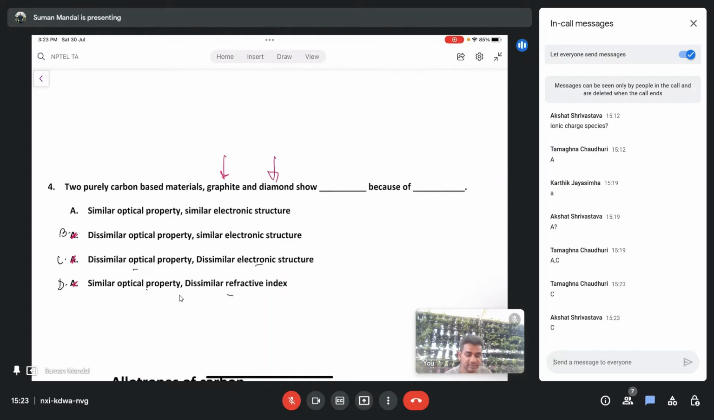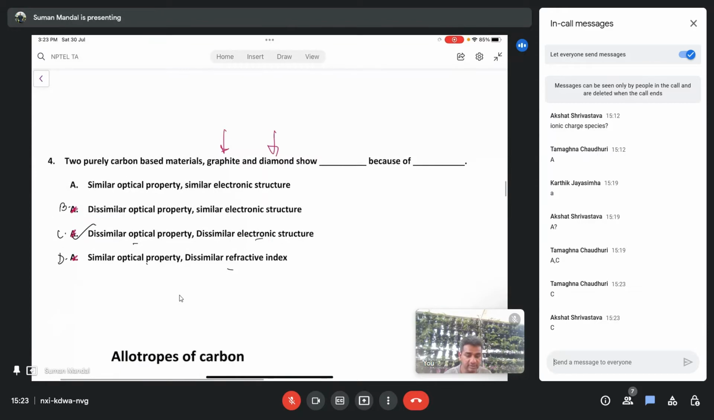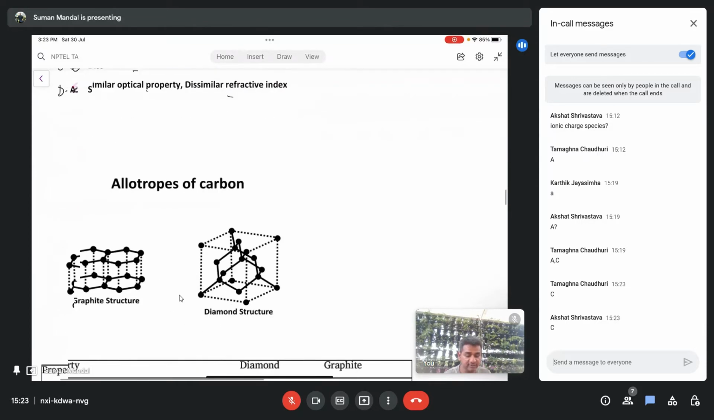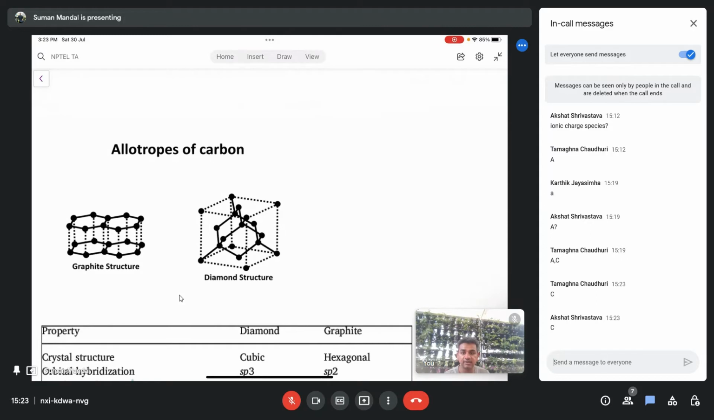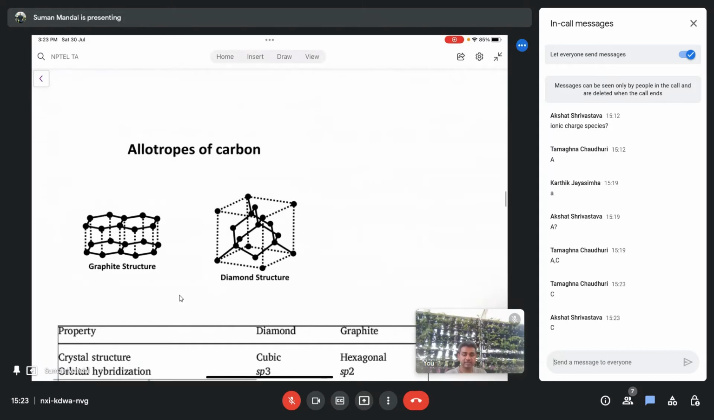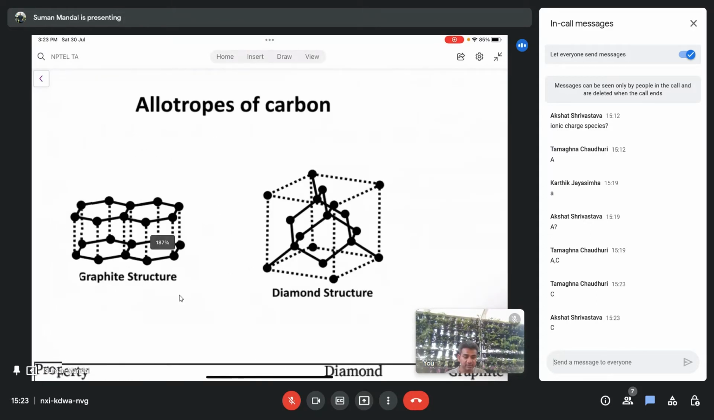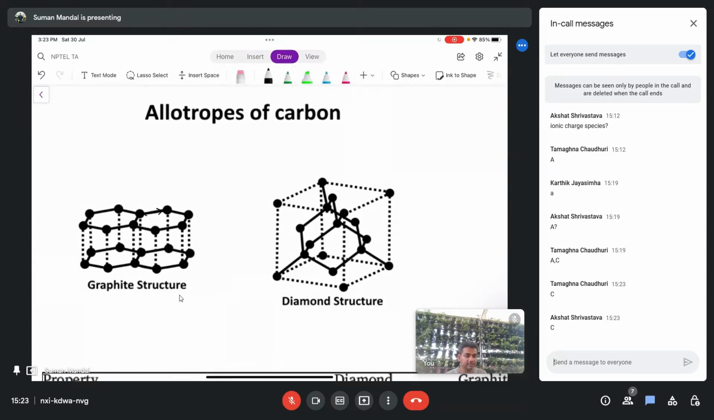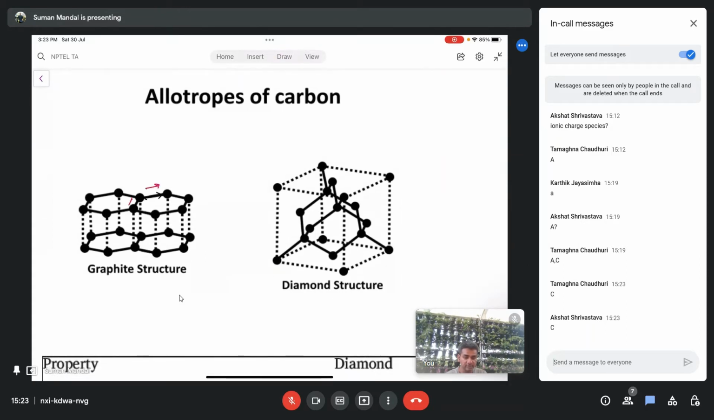Samagna and Akshat, you both are correct. The answer is C. Even though both graphite and diamond are made of carbon, they are different allotropes. As you can see here, the bonding, maybe I should use a different color, the bonding is different here. However, if you see here, it makes a different kind of bonding. Because the crystal structure is different, the properties are very different.